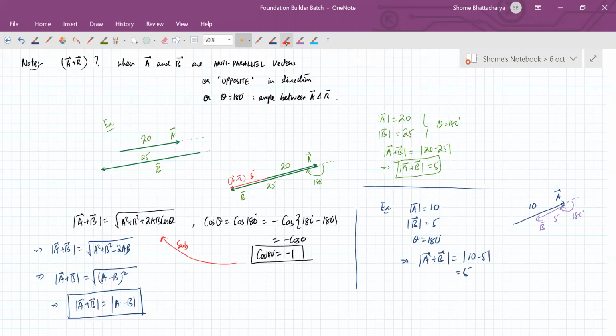So now you can see the resultant of A and B here will be this vector. This will be A plus B. And this will also be of magnitude 5. So either of the two can be longer in magnitude, but the mod of A plus B, or mod of the resultant, will be the magnitude of the difference. It will be mod of difference of A and B's individual magnitudes.